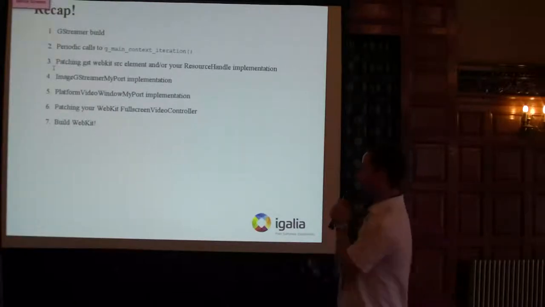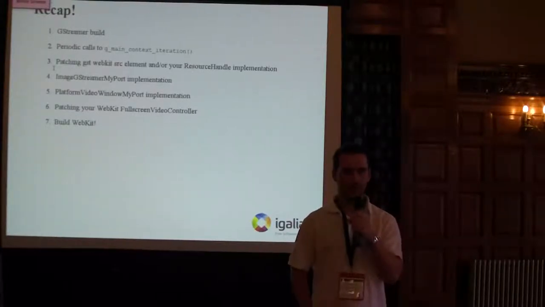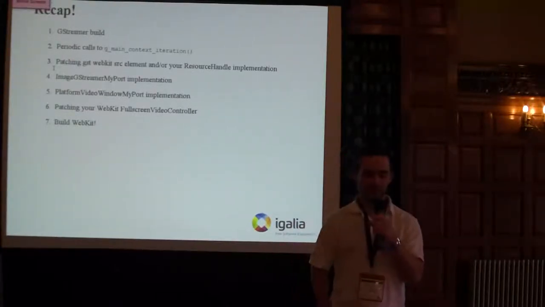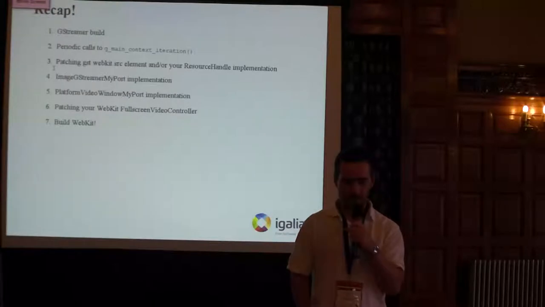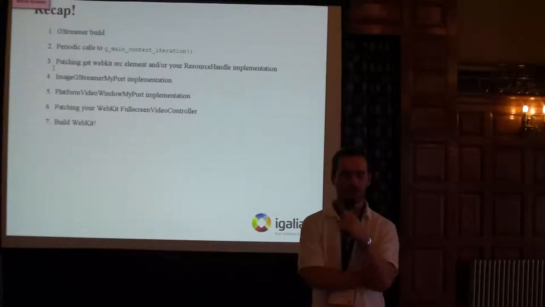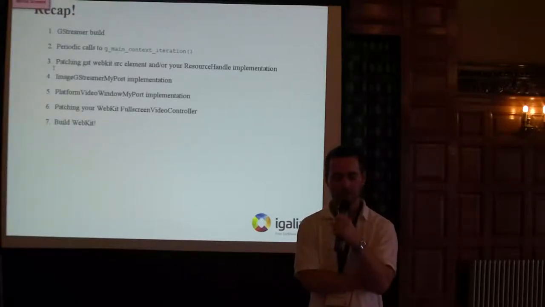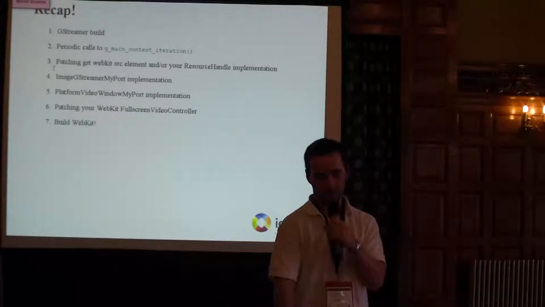So just a recap of what you need to do if you want to port your WebKit port to GStreamer and use GStreamer for HTML5 media playback. This is just 7 steps, but it's really simple. You just need to integrate with GLib minimally. Eventually, you patch the WebKit source elements and implement some new classes for painting and the full screen widget. And then patching the controller, of course.